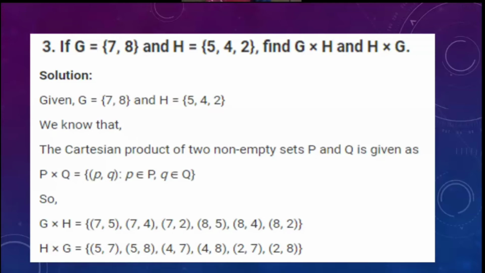In the same way, H into G means first H elements will come. So (5, 7), (5, 8), then (4, 7), (4, 8), then (2, 7), (2, 8). But you see, the total number of elements is the same. What is the total number of elements you are getting? 3 into 2, 6. Okay.